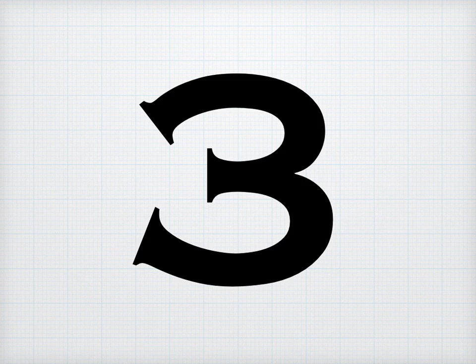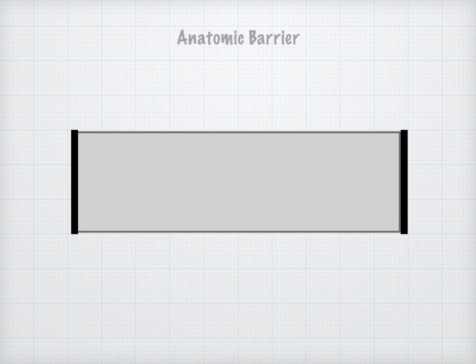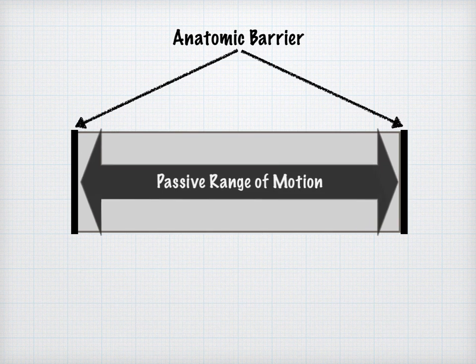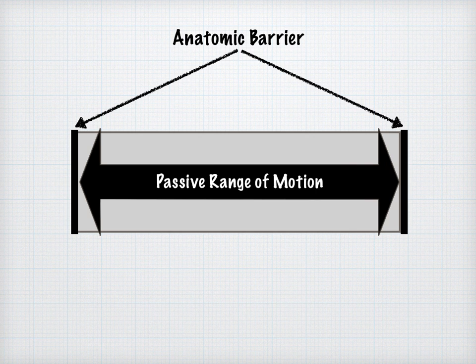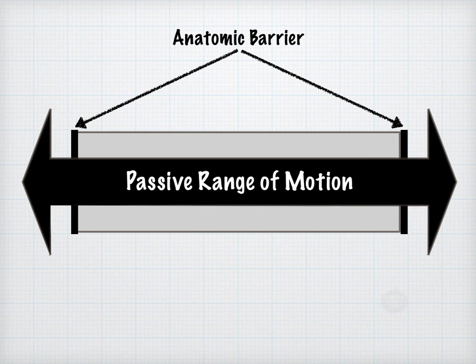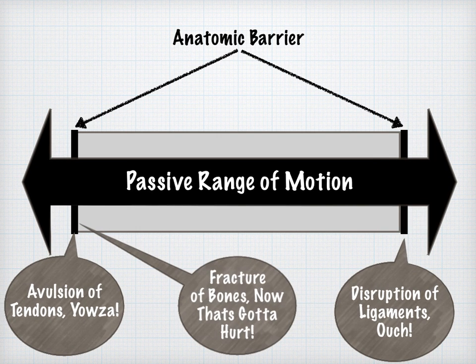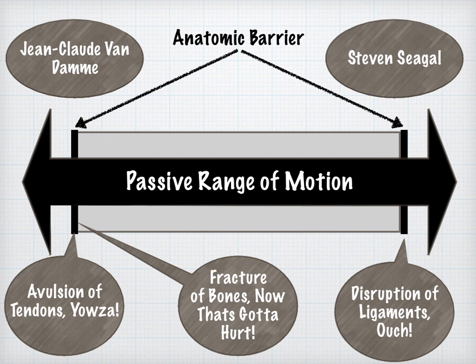There are three possible barriers. The first is the anatomic barrier. This barrier is the limit of passive motion imposed by the anatomic structure. Moving beyond the anatomic barrier would result in disruption of ligaments, avulsion of tendons, or fracture of bones. Think of Jean-Claude Van Damme or Steven Seagal movies.